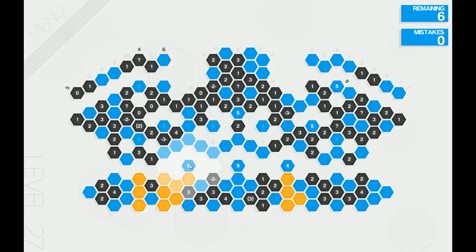Alright, let's take a look at the 8 again. So we have 1, 2, 3, 4, 5, 6. So 2 of these are going to be blue. And we already have 2 selected. It can't be these 2 because then this would equal 4. So we know this one at least has to be blue.